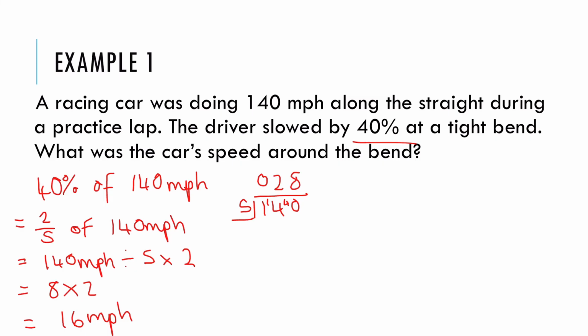Now this time the driver slowed down, so he reduced his speed. So what we're going to do is subtract 16 from 140 to give us our final answer of 124 miles per hour.